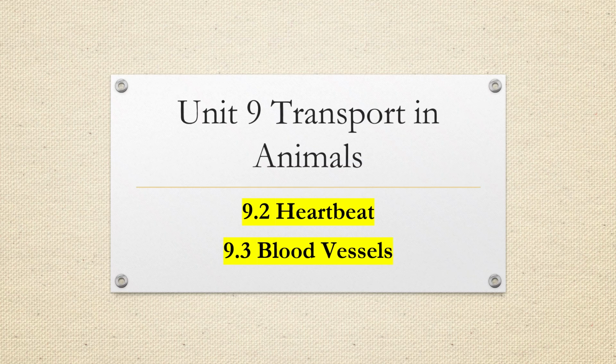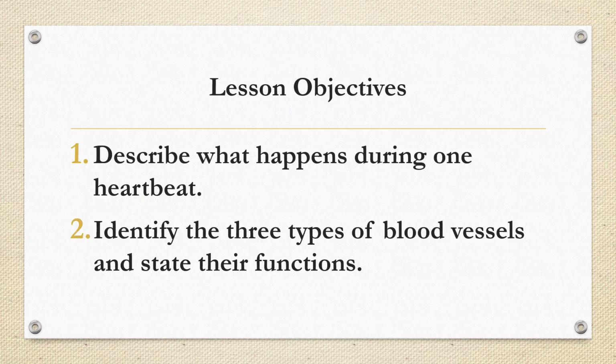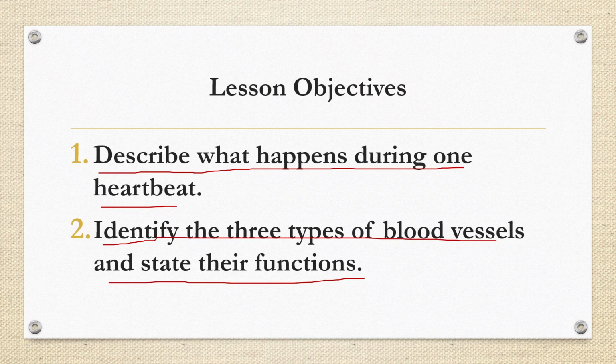Today, this is our third lesson of Unit 9 Transport in Animals. And today we study 9.2 Heartbeat and 9.3 Blood Vessels. For today's lesson, we have two objectives. Describe what happens during one heartbeat, and our second objective is to identify the three types of blood vessels and state their functions.